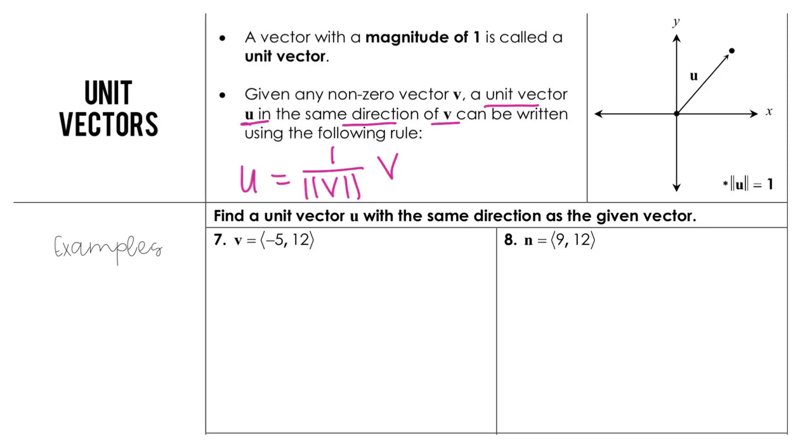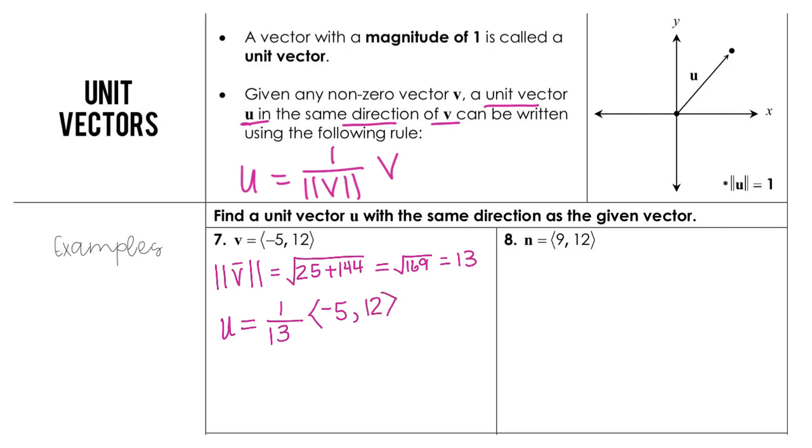So looking at number 7 and number 8, they want us to find our unit vector. The first thing we would need to do is find the magnitude of our vector v. And so that magnitude for this problem, we're going to have the square root of 25 plus 144. And so that's going to be the square root of 169, which is going to give us 13. So we found that. Now we're ready to write that unit vector. The unit vector, again, is 1 over the magnitude times the actual vector itself.